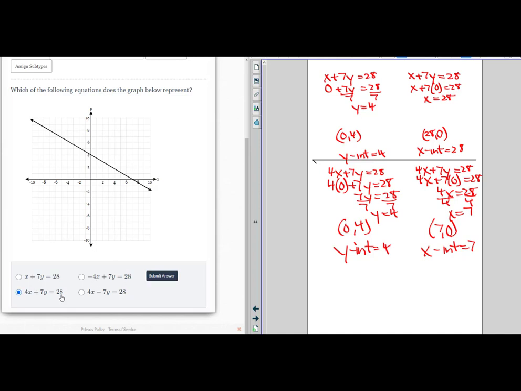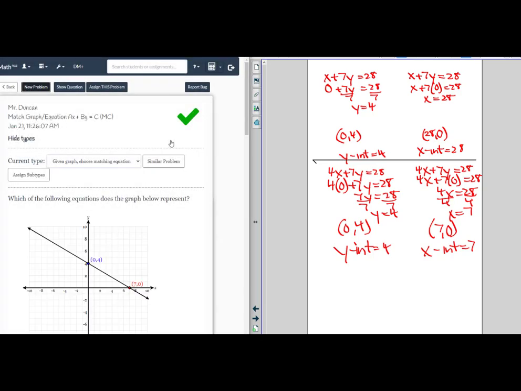So again, you can use the shortcut, getting rid of the x term, solving for y, getting rid of the y term, solving for x, but I again want you to support your solutions with all calculations. Don't skip steps. And there you have it.